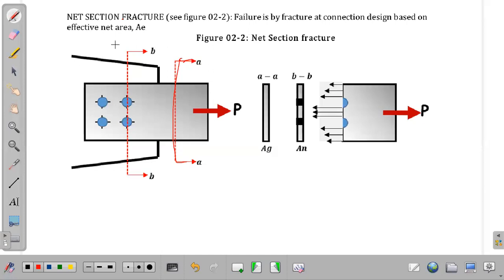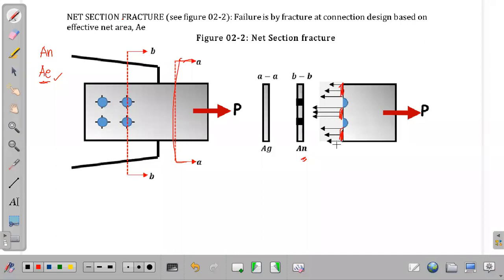Tapos pagka magdi-design tayo, pagka mag-analyze tayo, merong possibility na ang i-consider natin is yung tinatawag nating effective net area. So i-denote natin effective net area is AE, net area is AN. Mamaya na natin i-discuss itong AE effective net. So sa pagkuha ng net area, we have to subtract yung area occupied by the hole. Yan yung magiging area of failure natin.